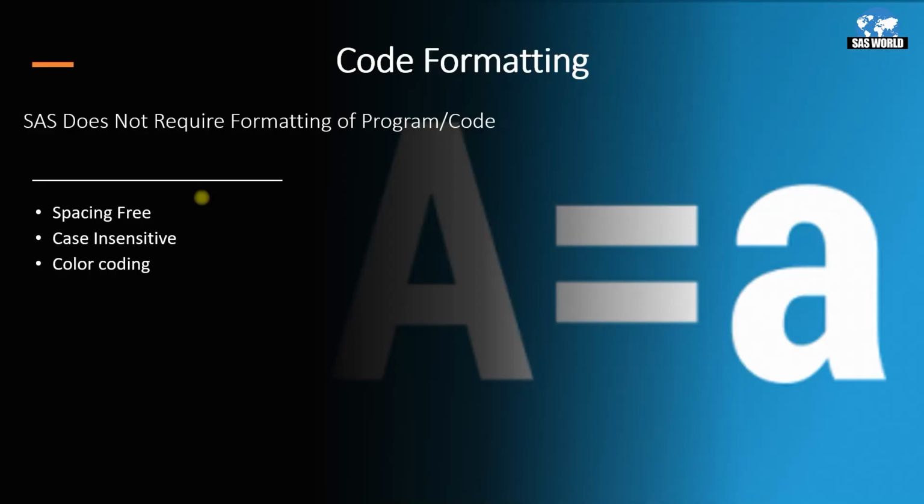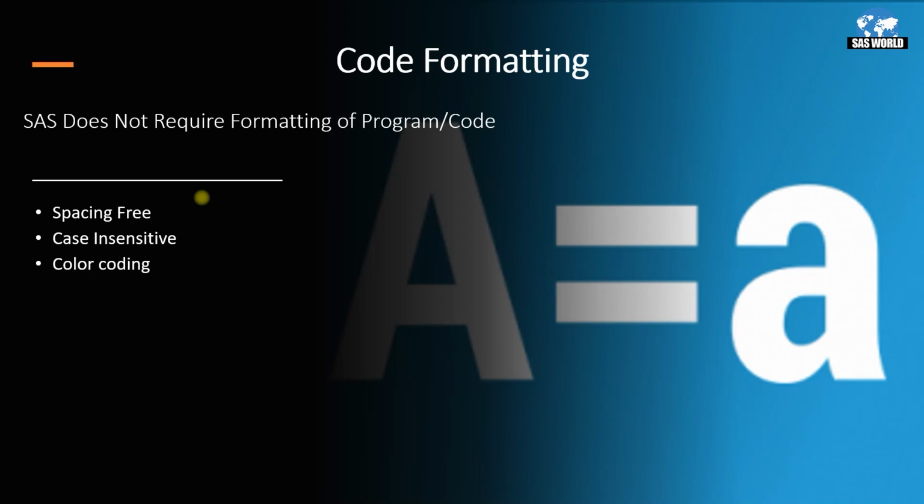Code formatting. The good thing about SAS is that it is formatting free. So you do not need to be careful about spacing. You can type one word and then give 10 spaces, 500 spaces, it doesn't really matter. It's spacing free. Second, it is case insensitive. So you do not need to worry about typing small letters or capital letters. Any SAS keyword can be in small or capital letters, and the name of the data set can also be in capital or small letters. Then it will show you color coding. If you're writing keywords, it will show some color. When you make a mistake, it will show you red color. So you can judge your program by checking the color coding, and it will help you spot errors during code writing.